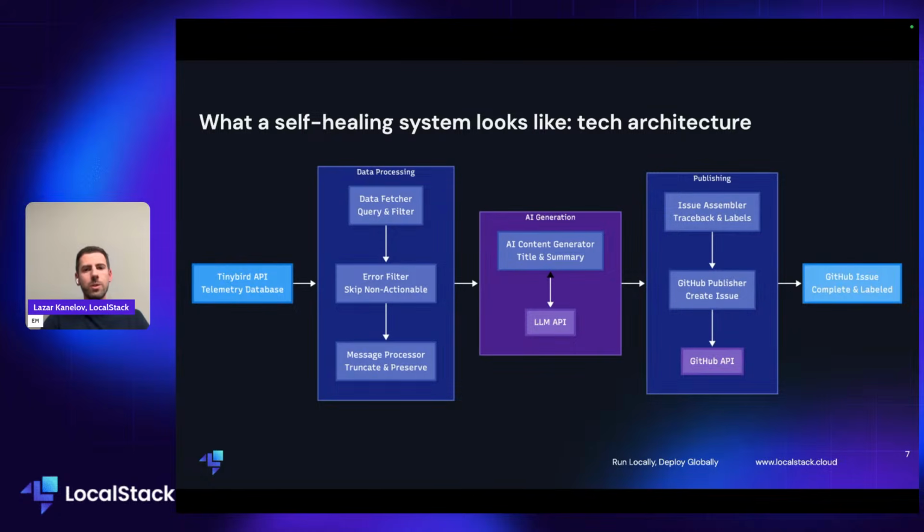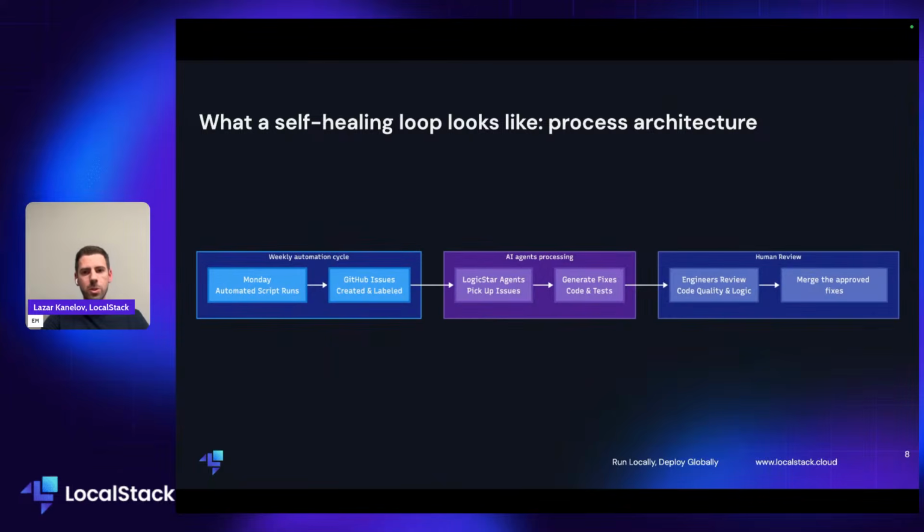So this is from a pure technical perspective. From a process perspective, it's very simple. We have this weekly automation cycle. So this system is running every Monday. So basically every Monday we have a new batch of issues.